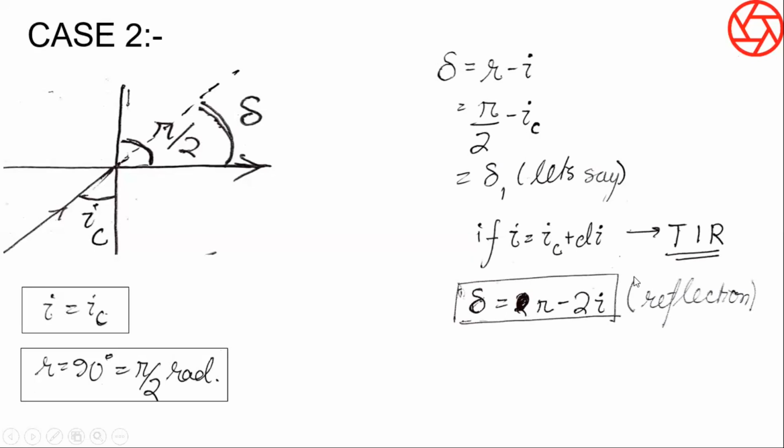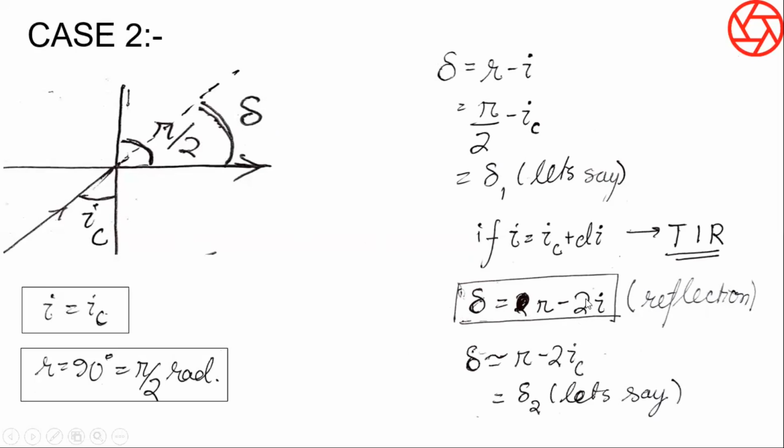Now it will simply change the formula for angle of deviation into the formula we use to calculate the angle of deviation in case of reflection. Since here reflection is occurring, the angle of deviation is equal to pi minus 2 into angle of incidence, the formula for reflection, and that would give you the angle of deviation here.